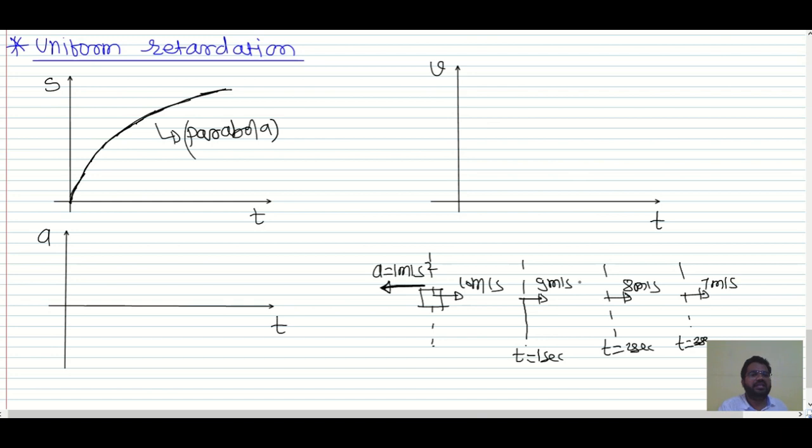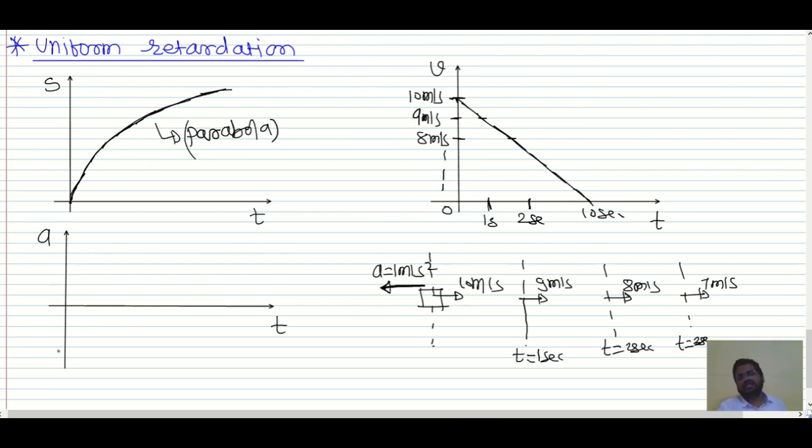And we have the VT graph now. VT graph is decreasing at a constant rate, right? 10 meter per second, then 9 meter per second, then 8 meter per second. Initially it is 10 meter per second. After one second it will be 9, then after 1 more second it will be 8, and likewise. So the graph is somewhat like this, isn't it? And at 10 seconds, it will be 0. So I hope this is clear.